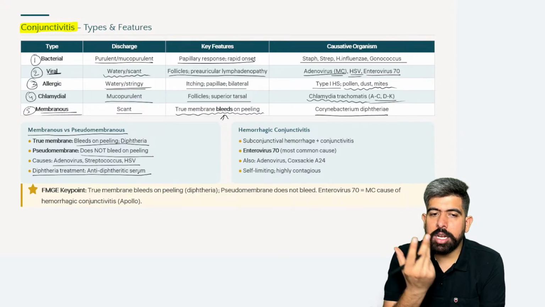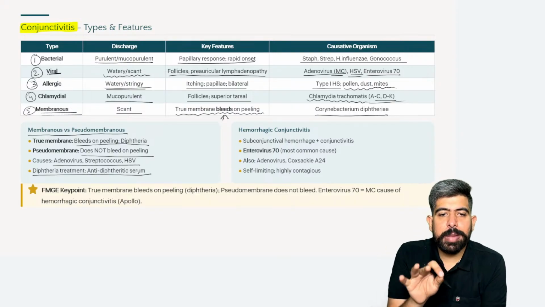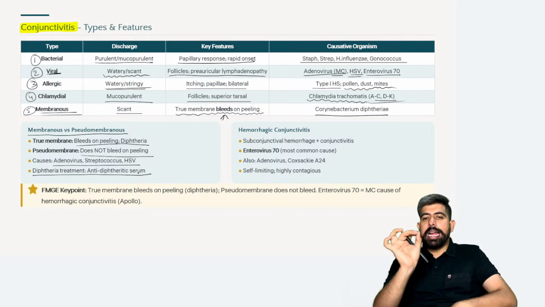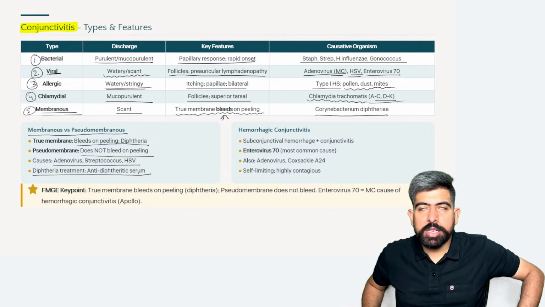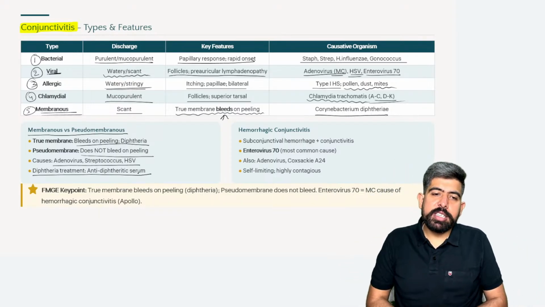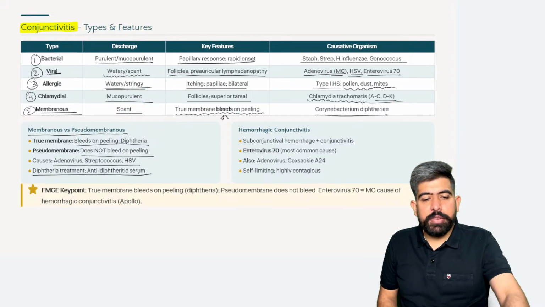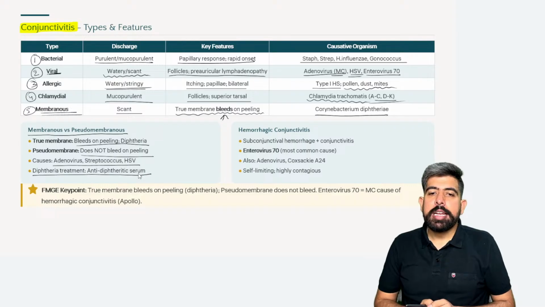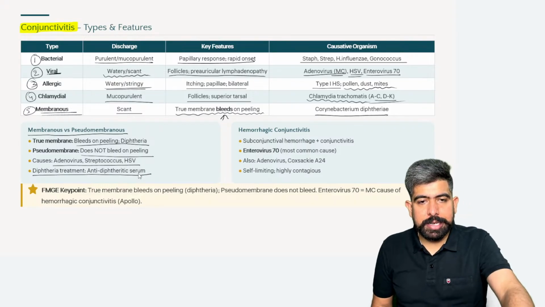So, हमें क्या करना होगा? How can we understand whether this is membranous or pseudomembranous? ठीक है, to make the diagnosis, we just have to peel it. थोड़ा सा peel out करके देखना होगा. If it bleeds on peeling, it means it is a true membranous. And if it is not bleeding, it is pseudomembranous, right? It will be called pseudomembranous, right?